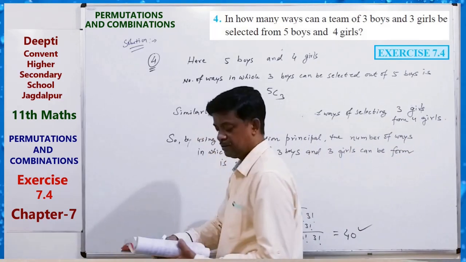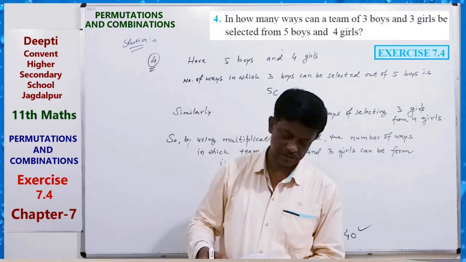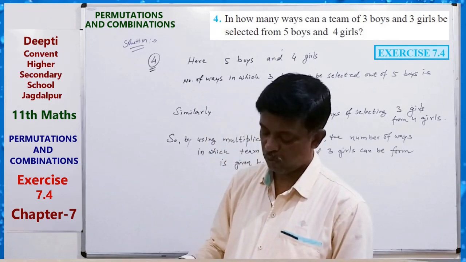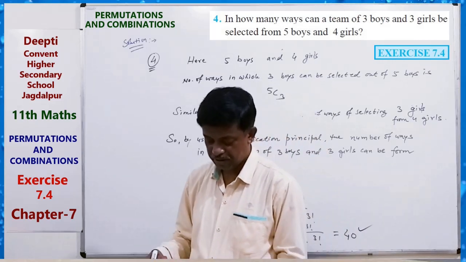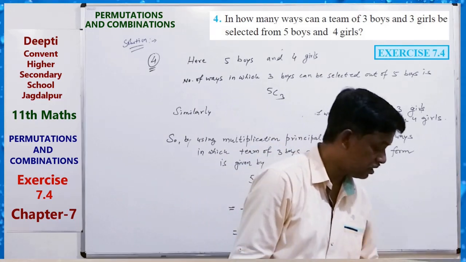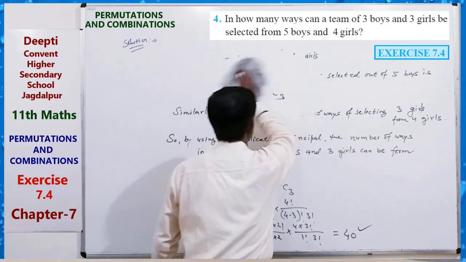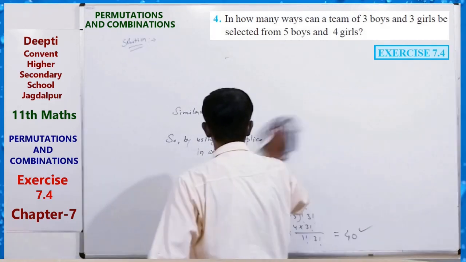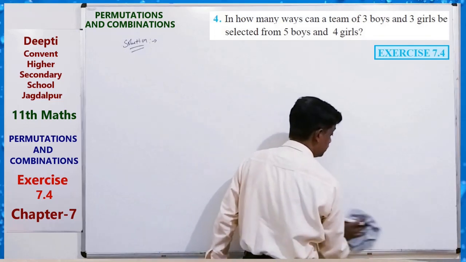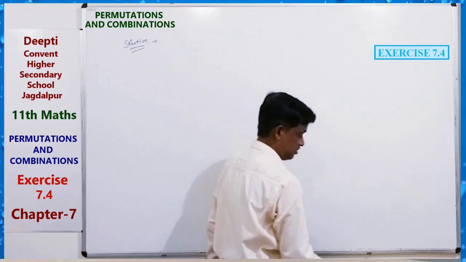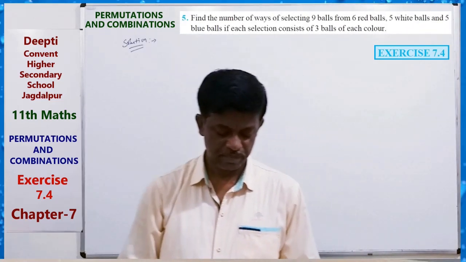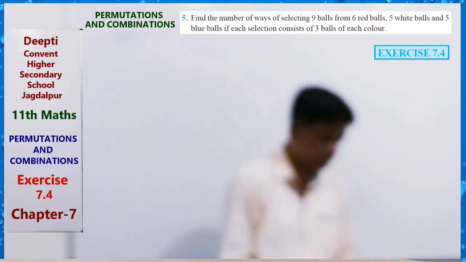Question 5: find the number of ways of selecting 9 balls from 6 red, 5 white and 5 blue balls, if each selection consists of 3 balls of each color. First of all, we have to select 9 balls. There are 3 colors, and of each color 3 balls are required, so 3 in 3 places.